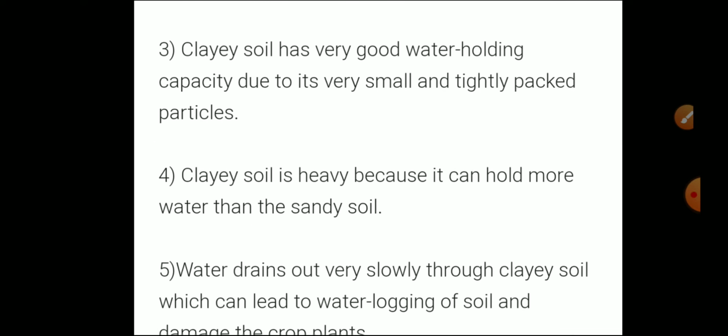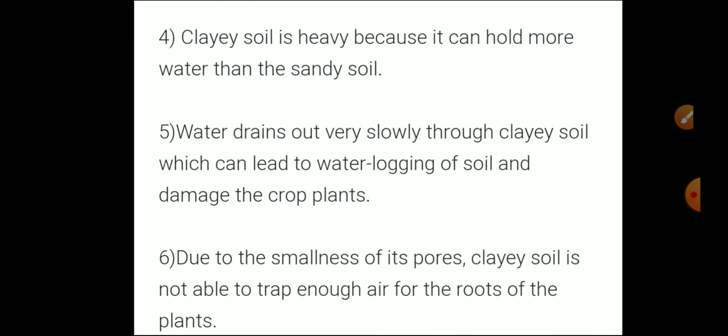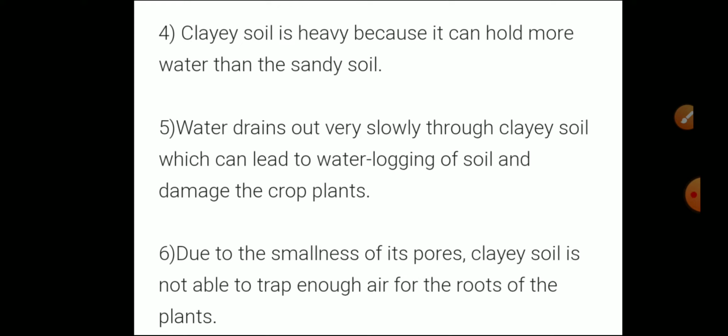Now, clay soil is heavy because it can hold more water than sandy soil. Definitely, it is holding a lot of water inside it. If you compare the weight of both, clay soil will have more water and be heavy. If we are talking about drainage capacity, sandy soil has larger spaces and clay soil has very limited space, so water cannot easily percolate through it.